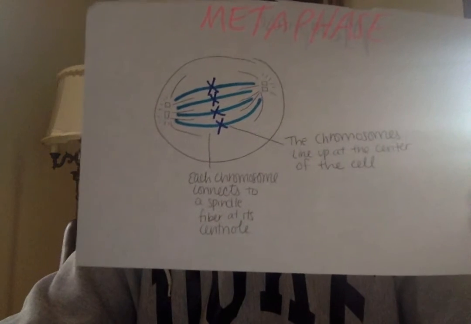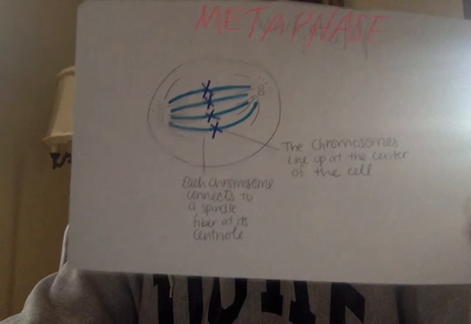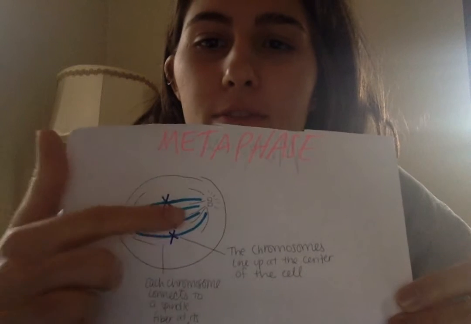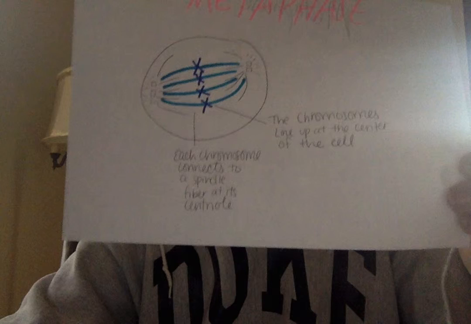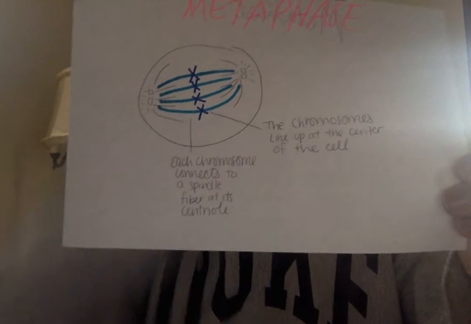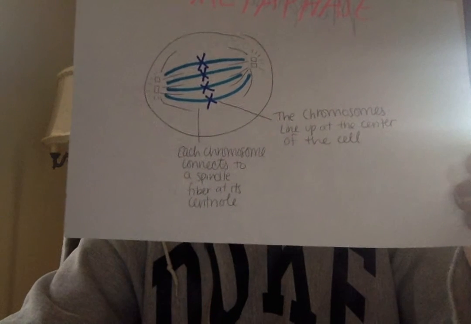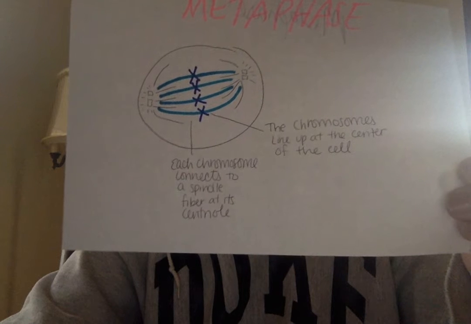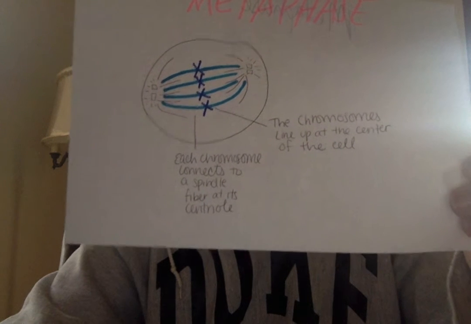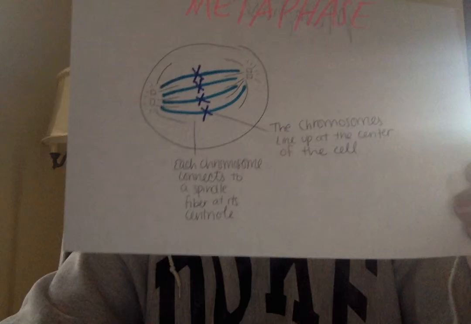The next stage is metaphase. In metaphase, the chromosomes line up across the center of the cell. So like the dark blue things right in here. And each chromosome is connected to a spindle fiber at its centromeres. This organization helps to ensure that in anaphase, when the chromosomes are separated, each new nucleus will receive one copy of each chromosome. After that is anaphase.